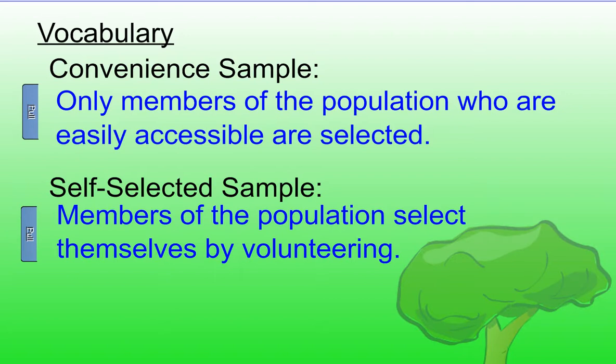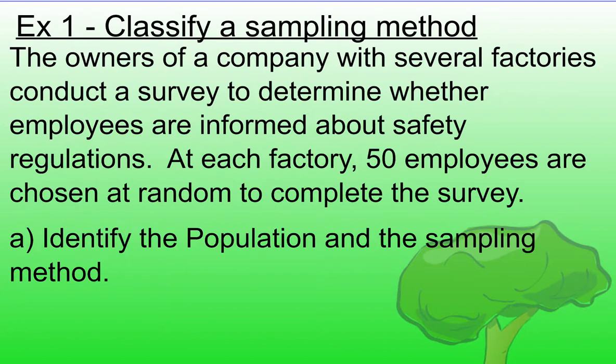Okay, so let's take a few minutes and we're going to talk about these different sampling methods. So we have here a little scenario. It says the owners of a company with several factories conduct a survey to determine whether employees are informed about safety regulations. At each factory, 50 members are chosen at random to complete the survey. So first we want to identify the population and the sampling method.